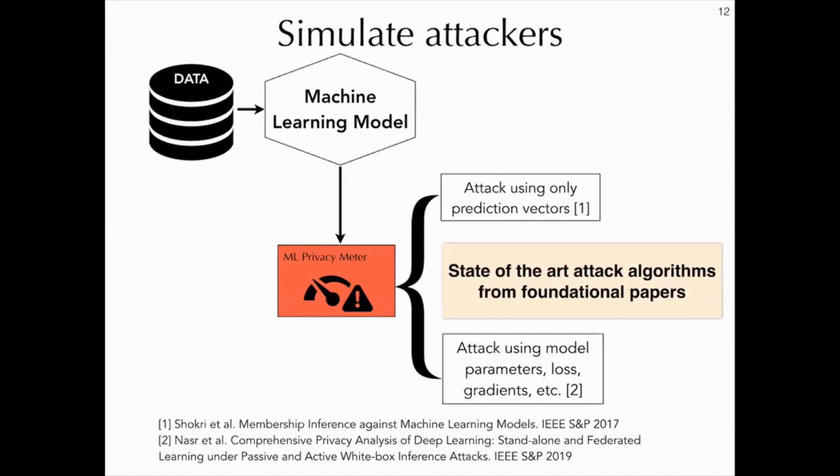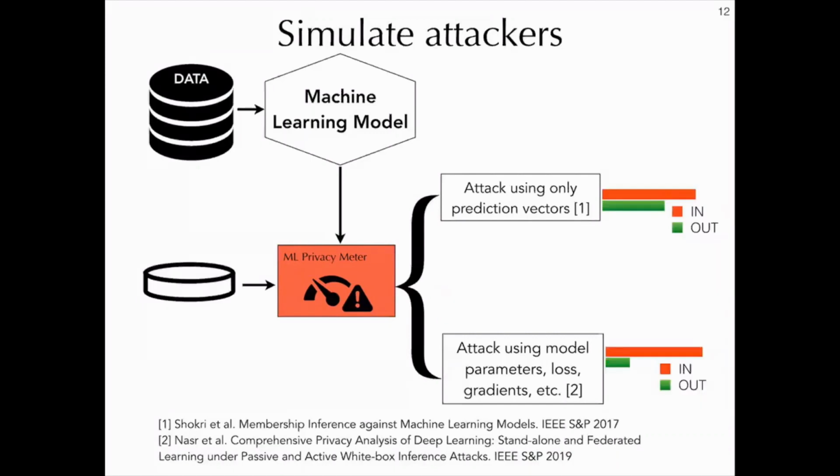The attack techniques are from our recent papers and are based on the foundational works that measure information leakage from the predictions and parameters of a machine learning model. Given any data record, ML Privacy Meter automatically generates risk scores from each of our simulated attacks. These scores represent the particular attacker's belief that the record was present in the training set.